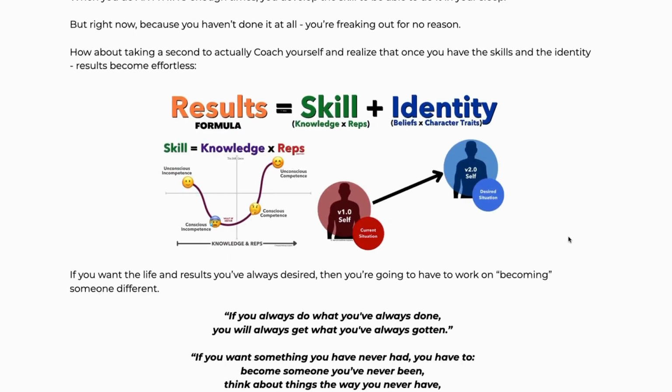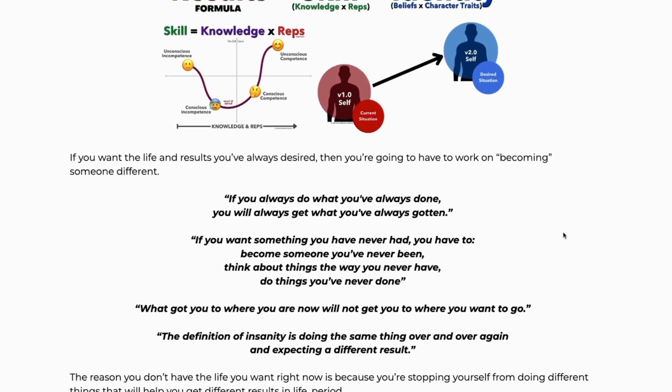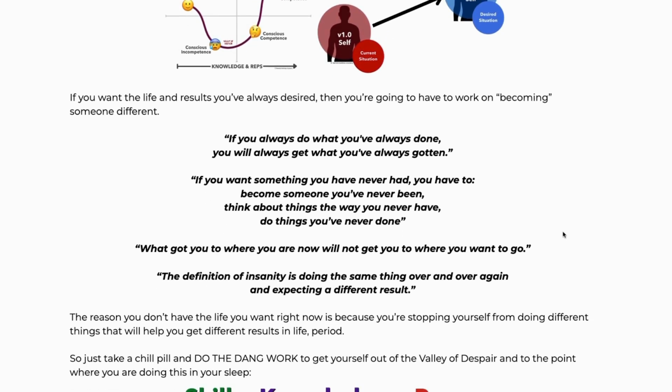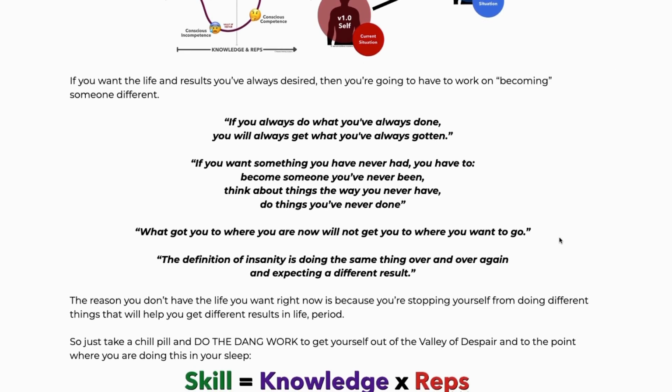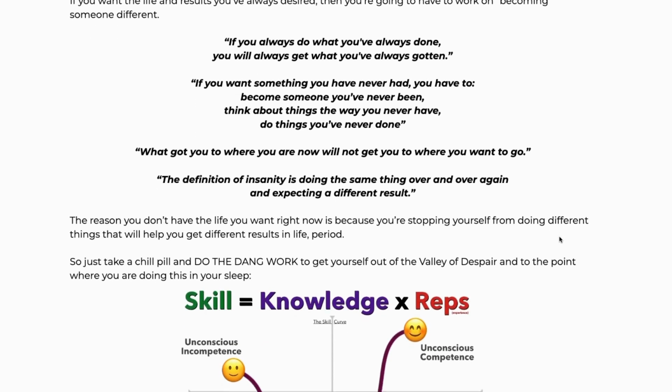These are the skills and the identity that I need in order to get the results that I want in my life, so that I can get a different outcome in my life. So that I can have a different desired situation that becomes my current reality, because I have a different identity and a different skill set that allows me to cultivate that.